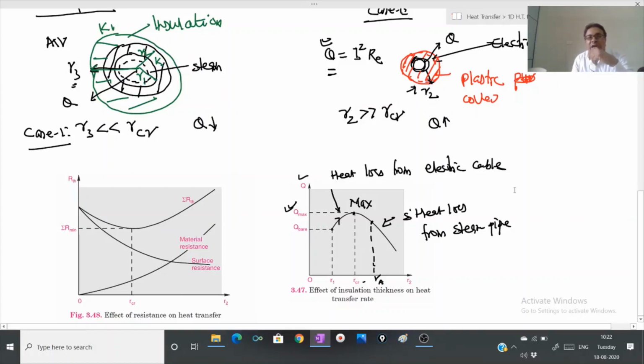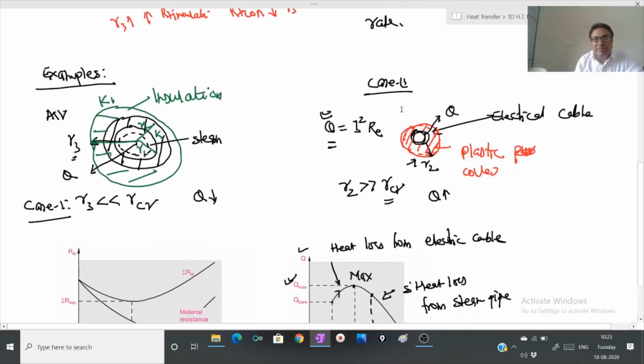So this way I can increase the heat transfer rate from the electrical cable, though I have provided the plastic insulation cover over it, by providing an outer radius of insulation more than the critical radius of insulation. So these are the two good examples of what the radius of insulation should be, and that depends on whether you want to increase the heat transfer rate from the surface to the ambient or decrease the heat transfer rate from the surface to the ambient.